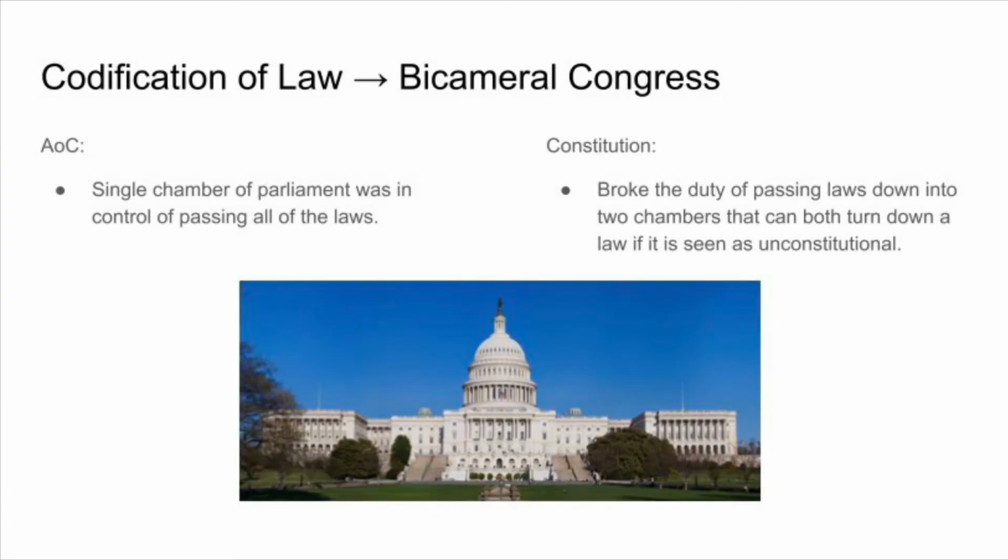Next we have codification of law to bicameral Congress. Off to the left we have the Articles of Confederation, and it was basically a single chamber of parliament that was in control of passing all of the laws. Under the Articles, the individual states could basically pass any laws they wanted to, which was different from the Constitution because the Constitution broke the duty of laws down into two chambers that could both turn down a law if they saw it as unconstitutional. So this was different because the Constitution gave the central government more power and split up the government, leading it to be not as simple to pass any given law than it was in the Articles.